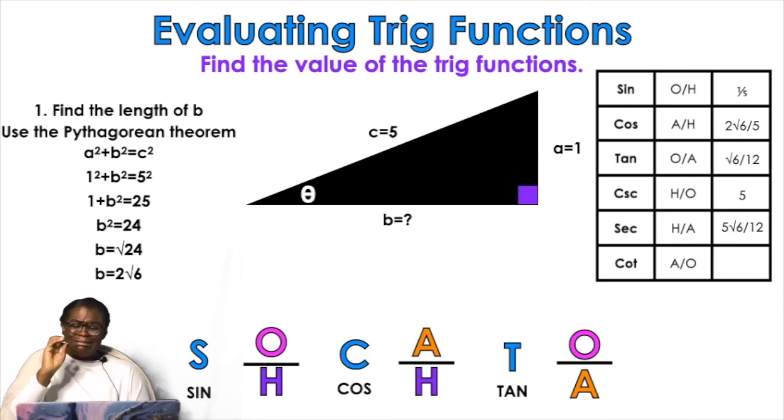And then last but not least, I have cotangent: adjacent, which is 2 square root of 6, over opposite, which is 1. So 2 square root of 6 over 1 is just 2 square root of 6. I know that was a lot. That's evaluating the trig functions of a right triangle in a nutshell.